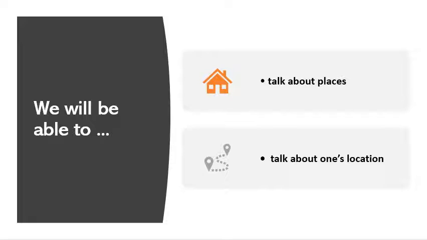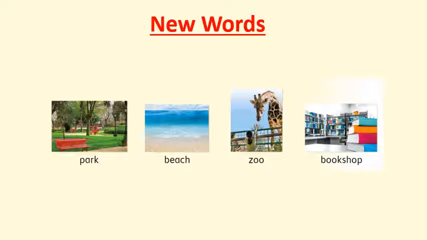So let's do that and things will become clearer. And as usual, let's introduce ourselves to the new words. As you can see here, we have four new words. And by the way, they are all about places, okay? Because we are going to talk about where someone exists, okay? So these are all places. So let's read them together and repeat.